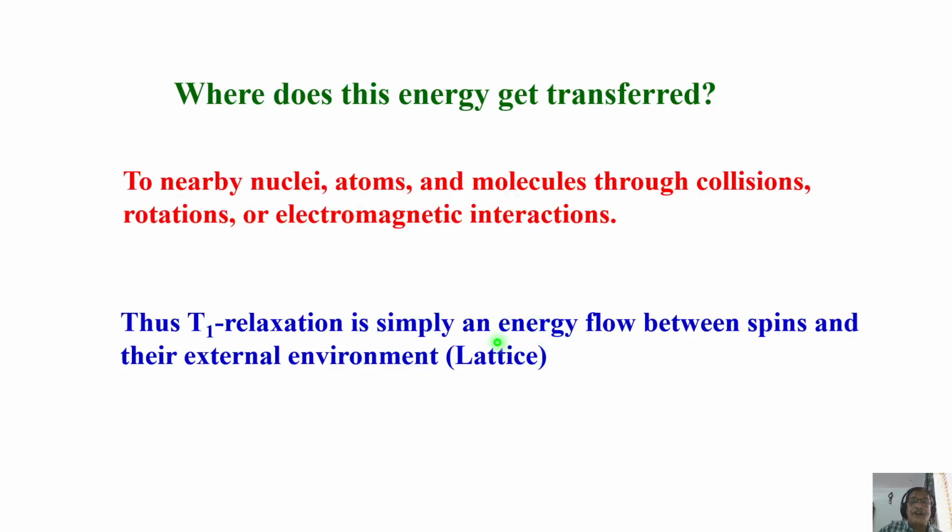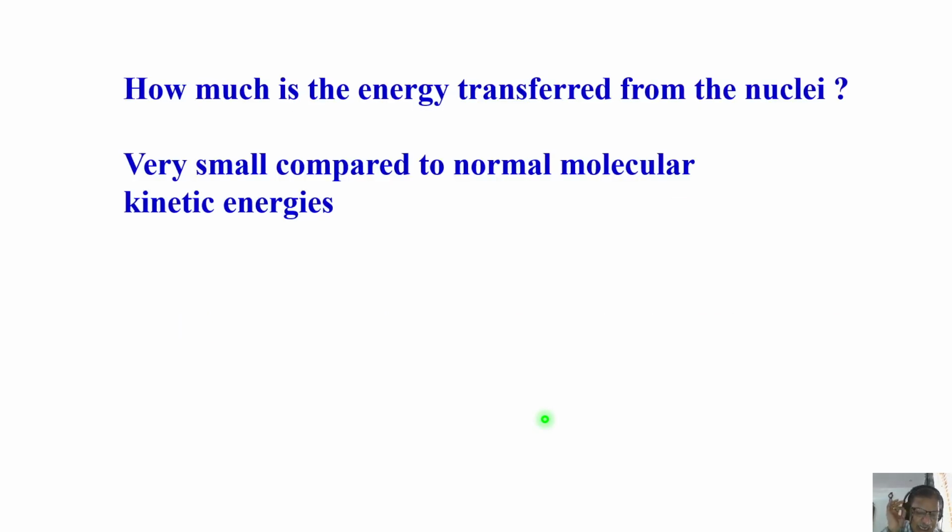Lattice, you don't think like crystal lattice. Any external environment for the nuclei of interest, which absorbs energy given by the spin, is colloquially called lattice. Okay? T1 relaxation is simply an energy flow between spins and lattice. Lattice is nothing but anything surrounding that spin. It's simply an external environment. So what do you mean by that? Relaxation, especially T1, is nothing but an energy flow between spins and lattice. That's all. Please understand, relaxation is the energy flow between spins and lattice.